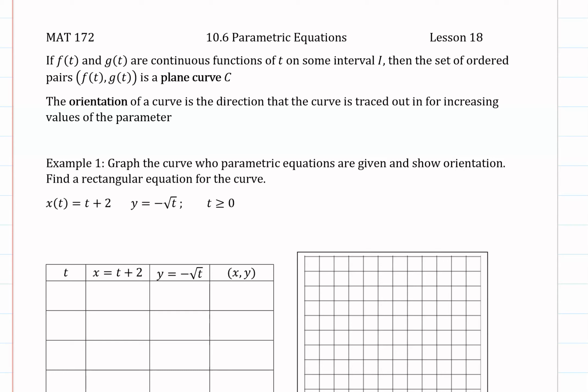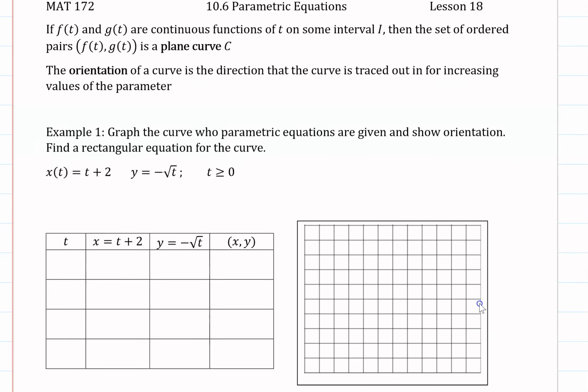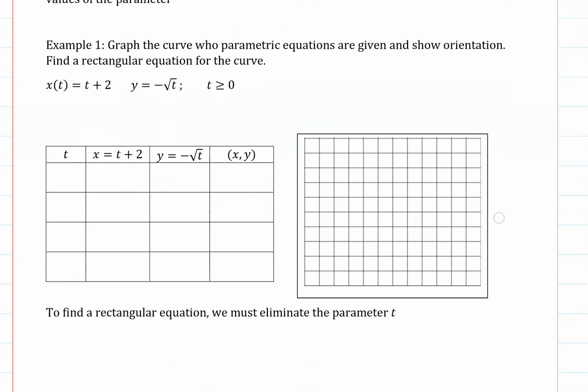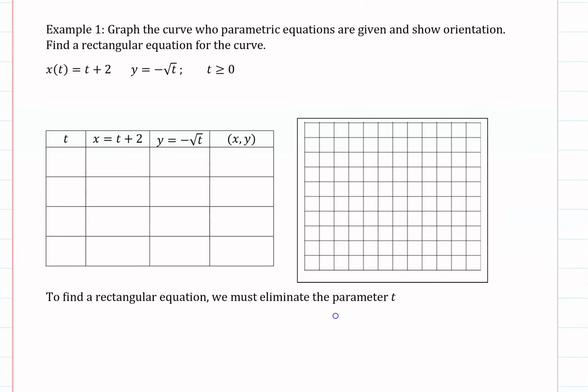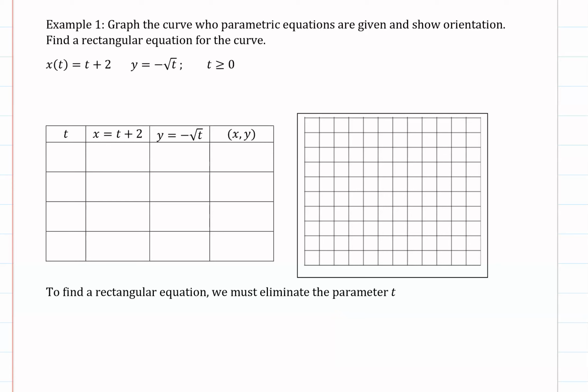The orientation of a curve is the direction that the curve is traced out in for increasing values of the parameter. So looking at example 1, we want to graph the curve whose parametric equations are given and show orientation. And we also want to find a rectangular equation for the curve.